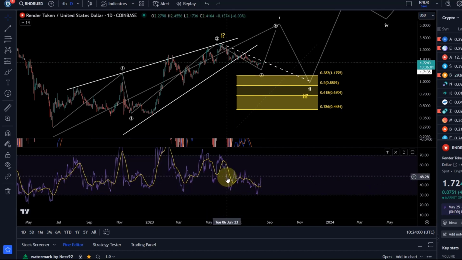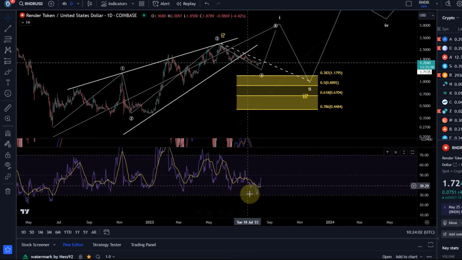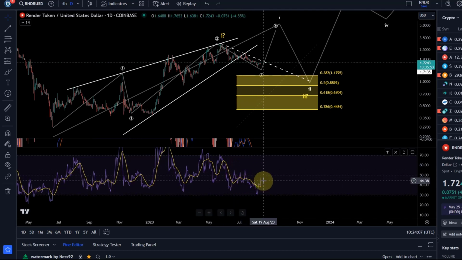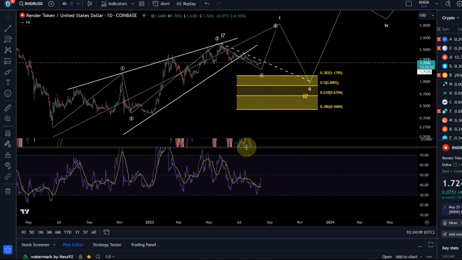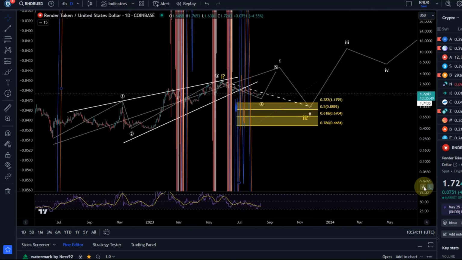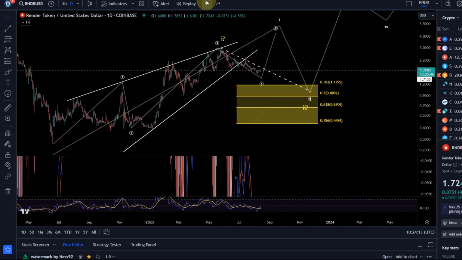And you can see since June, it's been sort of oscillating here in this area between 50 and 30. That is a bearish trend, okay? So I would say we are here rather in a downtrend.